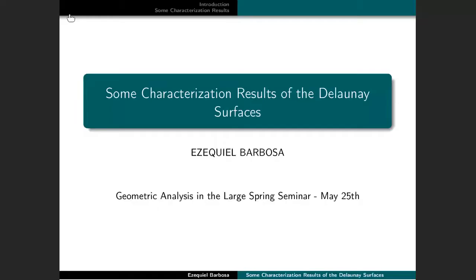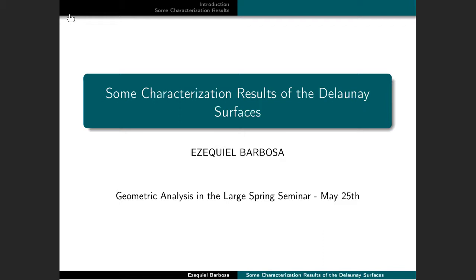Talk about some classification results concerning Delaunay surfaces, and also minimal surfaces as well. And I will describe some results for CMC surfaces, complete CMC surfaces in the Euclidean space R3, and some results about some pieces inside some balls in the Euclidean space R3.